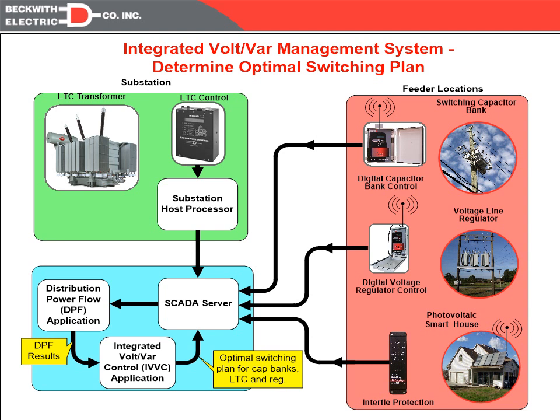So if the voltage is a little high, are we better to have a capacitor bank turn off, or are we better to have an LTC or a regulator lower the voltage? If we're lacking VARs, obviously we need to switch a capacitor bank on, but which capacitor bank will be the most effective bank to get the VARs where they need to be?